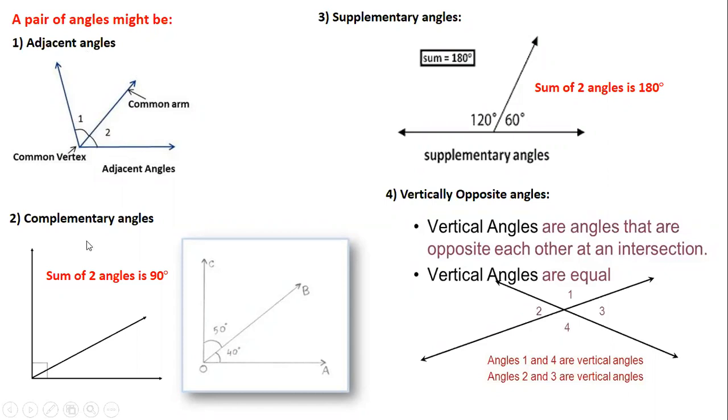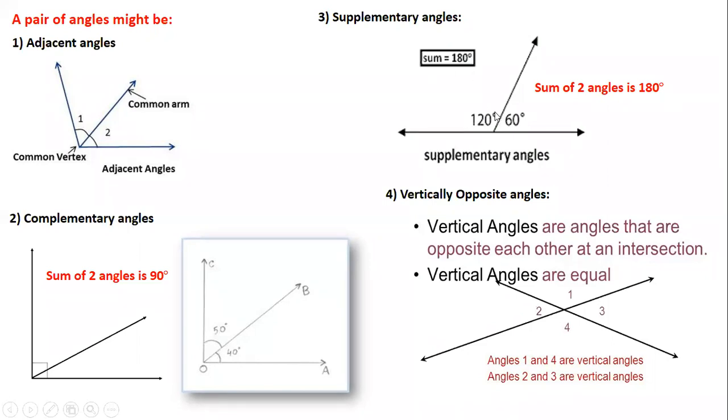The second position is complementary angles. What do we mean by complementary angles? If we add the measure of the first with the measure of the second, they will exactly give me 90 degrees. For example, if we have an angle 40 degrees and an angle 50 degrees, if we add them together, they give me 90 degrees. So this position is said to be complementary angles.